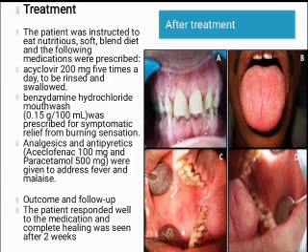Now, this patient responded well to the medication and complete healing was seen after 2 weeks as seen in the picture here.